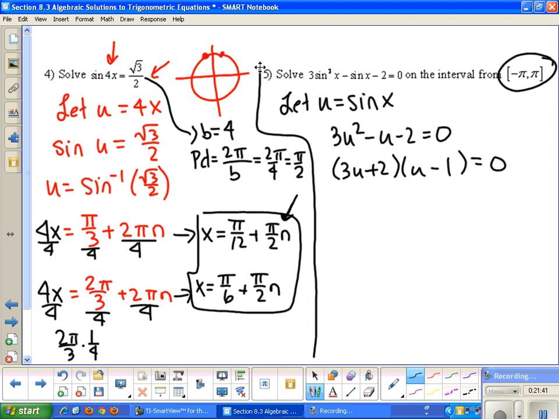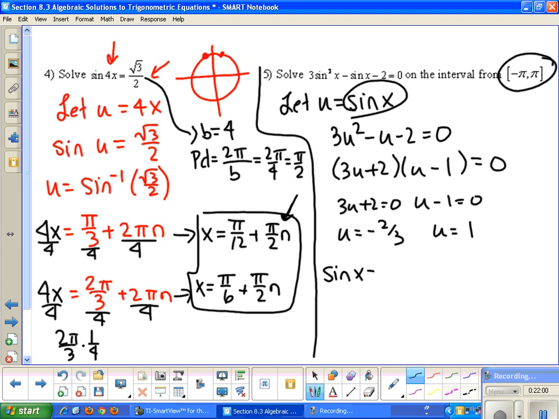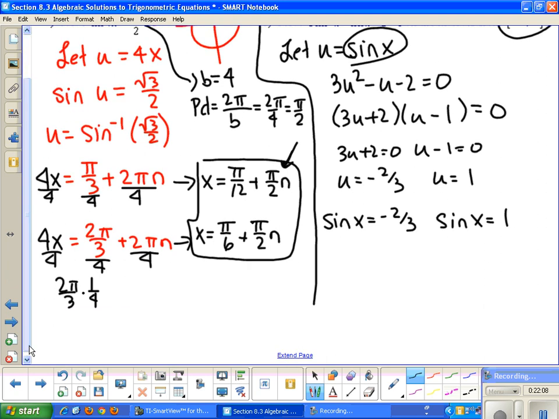So then remember, when you solve these, we did this in algebra, we get 3u plus 2 equals 0 and u minus 1 equals 0. So here you would get u is equal to negative 2/3 and u is equal to 1. So then now if I use my substitution, I have to substitute sine of x back in for u. So sine x equals negative 2/3 and sine x equals 1. So in order to solve these, I have to use my sine inverse.